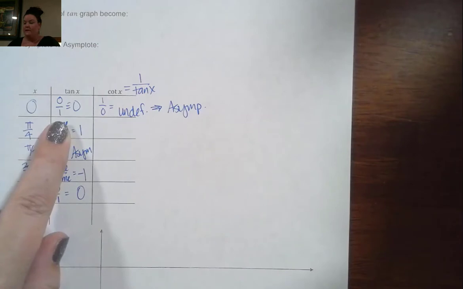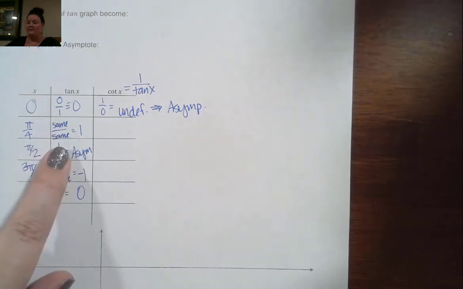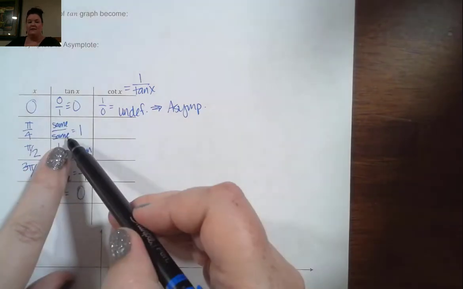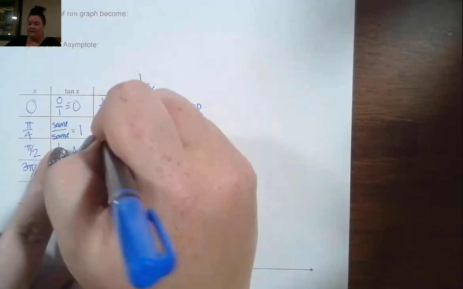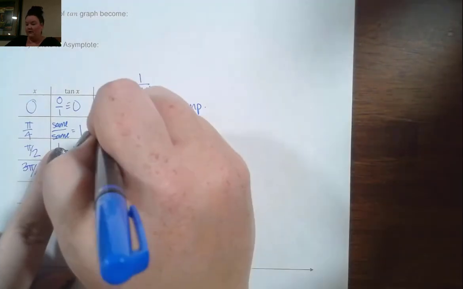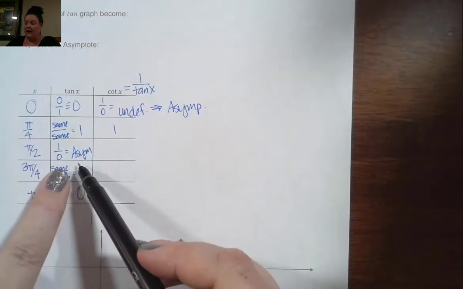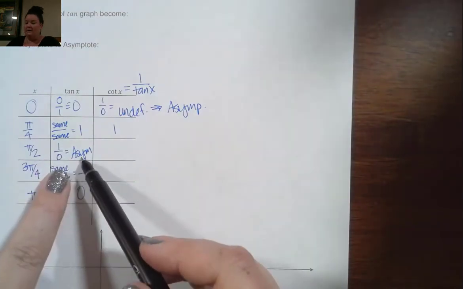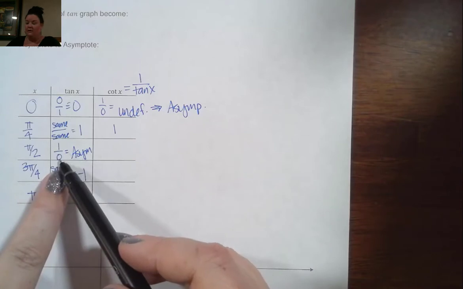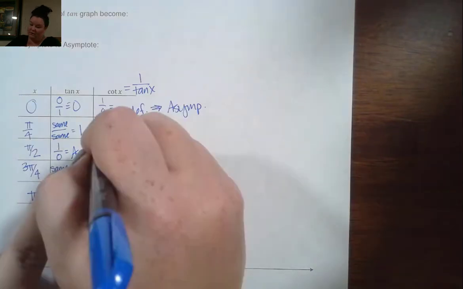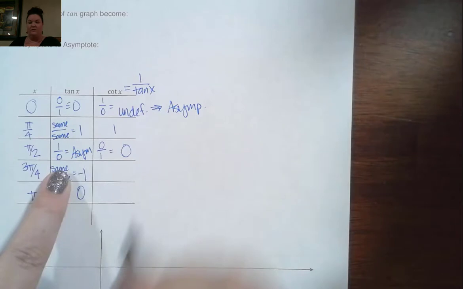Okay? If I look at pi over 4, if I have the same number over the same number, even if I do the reciprocal, that's still going to be 1, right? Our asymptote here, I had an asymptote here because I did 1 over 0. But if I flip it and I do 0 over 1, that's now just going to be 0.